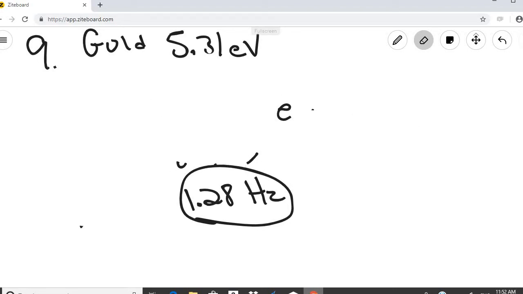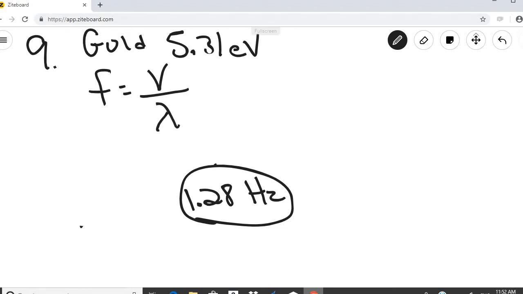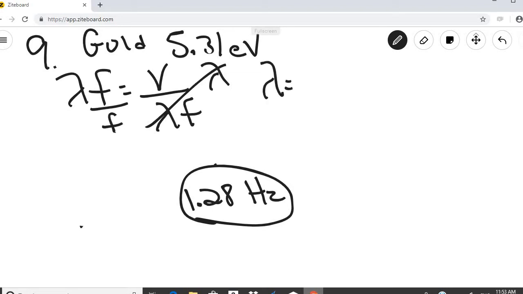Okay, so we know that frequency is velocity divided by wavelength. So we're just going to multiply everything. We want to figure out the wavelength, so multiply both sides by wavelength, divide both sides by frequency. So wavelength is equal to velocity divided by frequency.